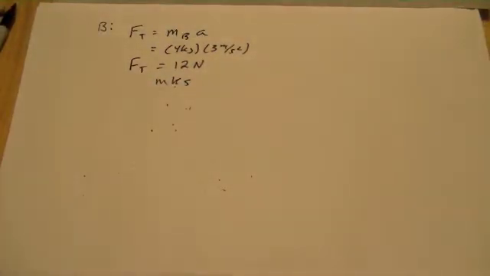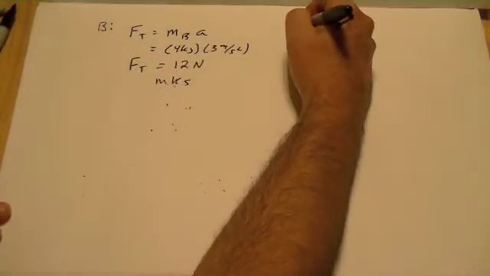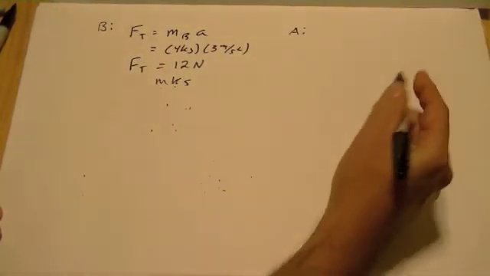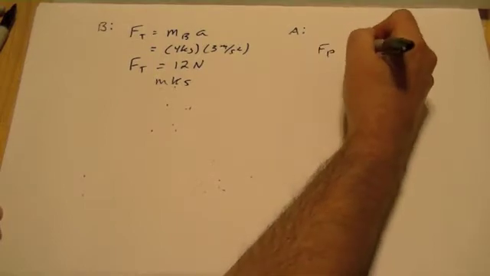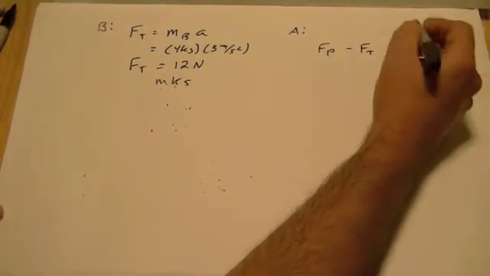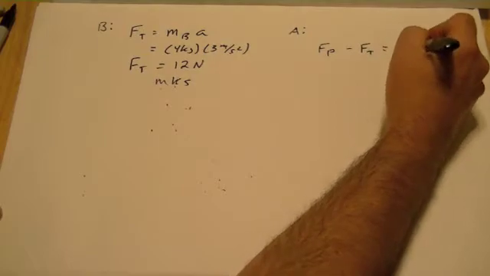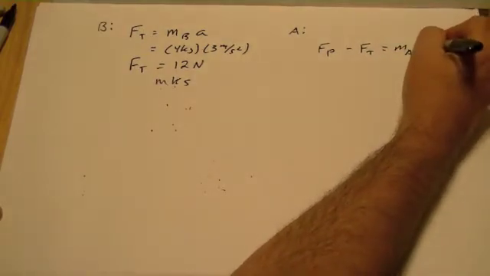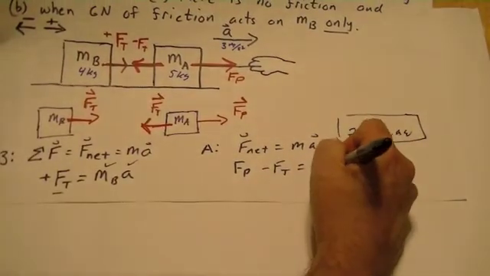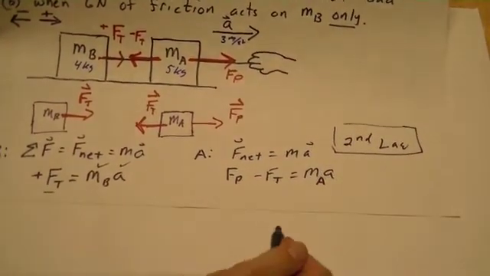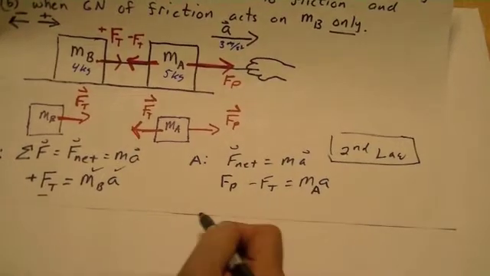So if I come down here, let's take a look now at box A. For box A, I have that the pulling force minus the tension is equal to mass of block A times the acceleration. And I should have been more particular here. I should have actually put an A in that equation. So I don't want to confuse my masses. They are different.